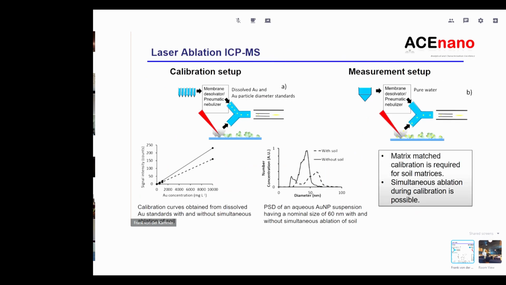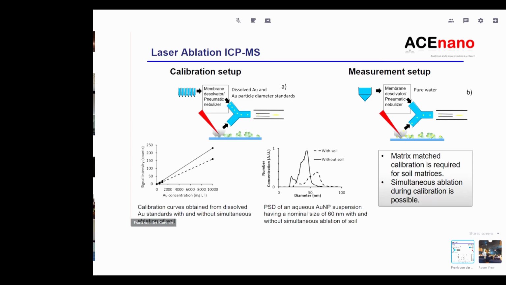That has been tested on different matrices like filter paper and polymers and soils. And we are using a T-piece device to be able, in the same setup, to calibrate and measure consecutively. So always being able to calibrate our instrument between runs where we ablate particles or levitate particles from the sample. We see actually that there's an impact of the matrix on the calibration curve. So we would require a matrix matching for our calibration.